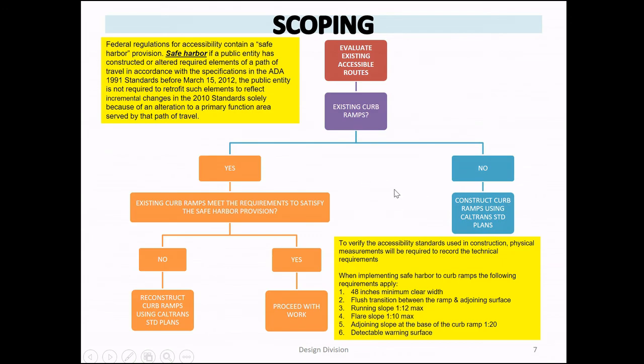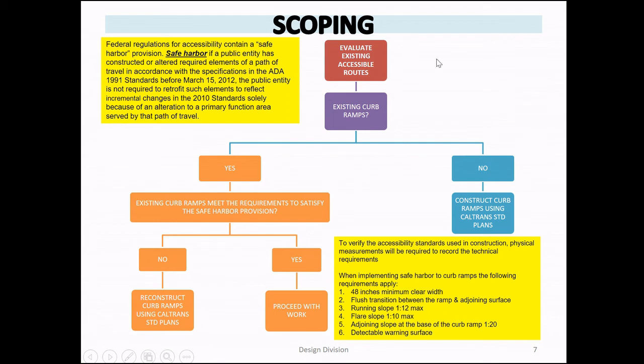So if we're going to scope our projects, first we need to evaluate the accessible route and if there are any existing curb ramps. Now, in the standards or guidelines, there's a safe harbor that we could apply to existing curb ramps. If the curb ramps previously constructed met the 1991 ADA standards, then we don't have to upgrade them if we meet the safe harbor guidelines.